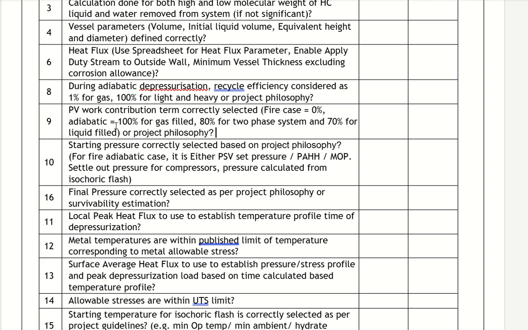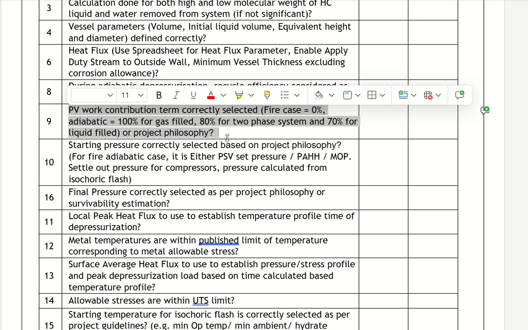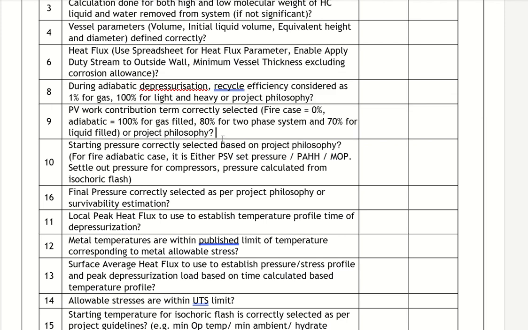Number 9 says that PV work contribution terms are correctly selected: for fire case it is 0%, adiabatic 100% for the gas filled, 80% for the two-phase system, and 70% for liquid filled, or per the project philosophy. So again, we are talking about Aspen HYSYS depressuring, where they will ask for the PV work contribution.